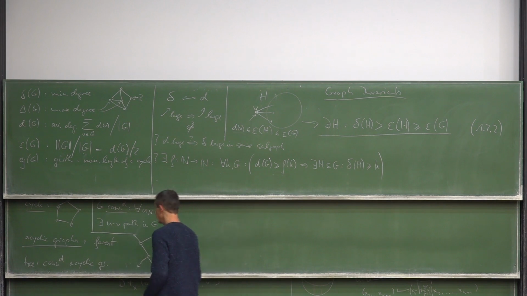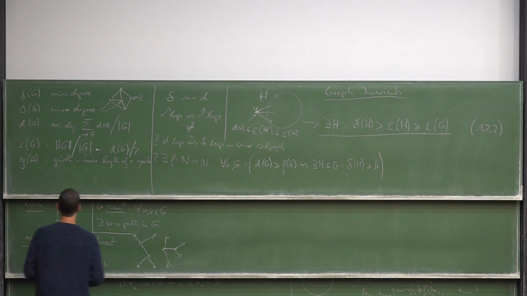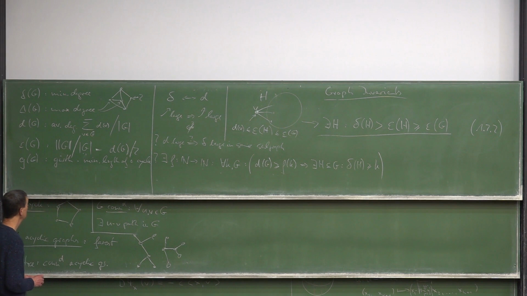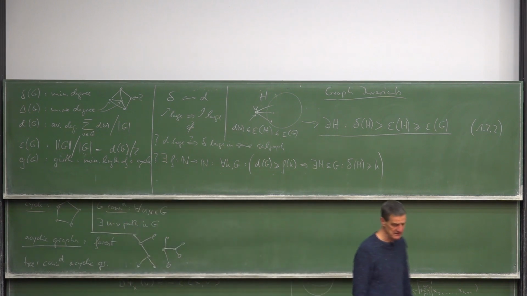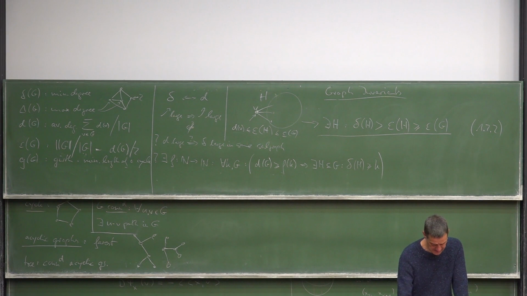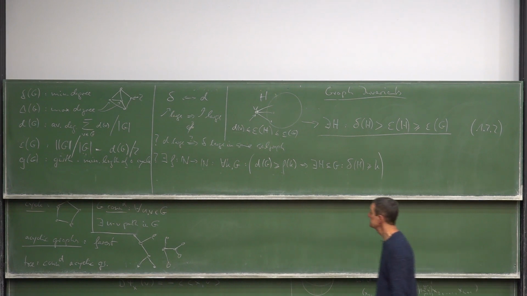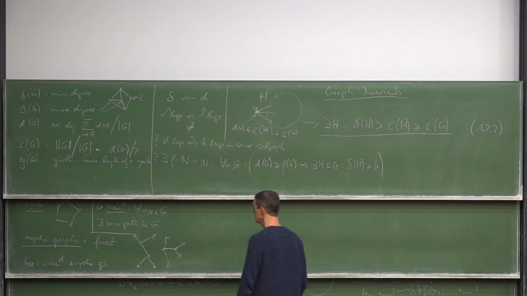So we have a new invariant. Isomorphic graphs obviously have the same girth. So it's a new invariant, and we can try and relate it to the other invariants. And so what I want to try is to relate it to the min degree, as before.